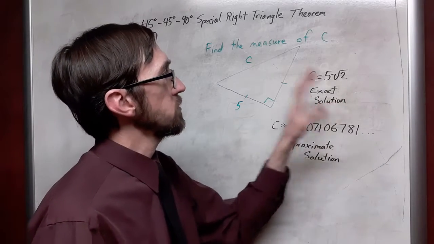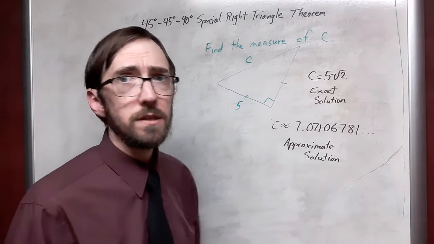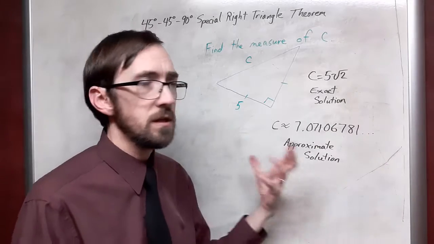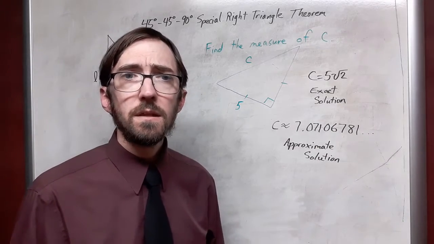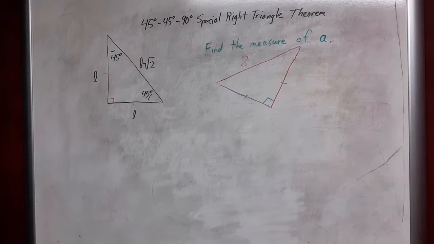So this is an exact solution where we do this very symbolically. If we try to have a decimal equivalent, well then at some point we have to stop or round. Let's try one more problem.